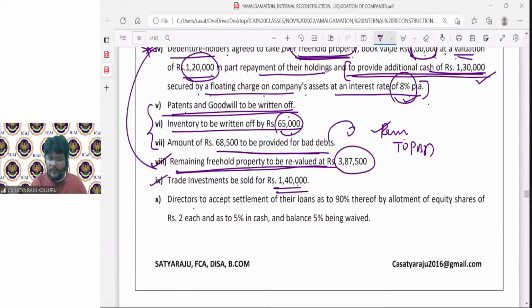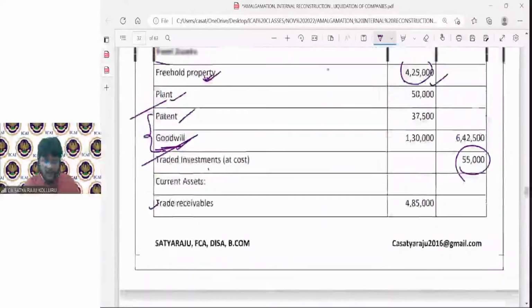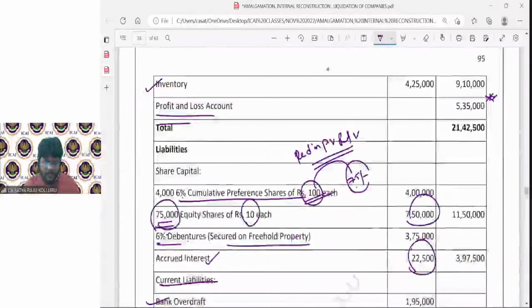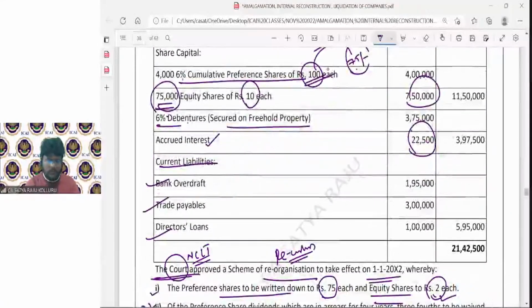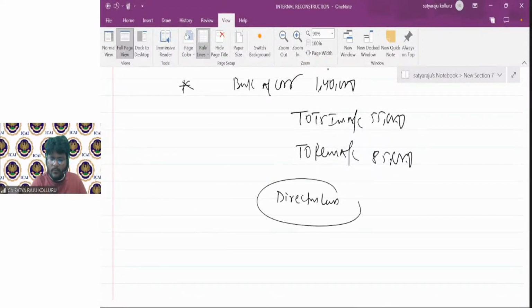Directors to accept a settlement of their loans as to 90% thereof by allotment of equity shares of rupees 2 each, and as to 5% in cash, and the balance 5% being waived. First of all, director's loan is how much? The liabilities come down. Here, if you observe, director's loan is for 1 lakh. First, you can work out that.